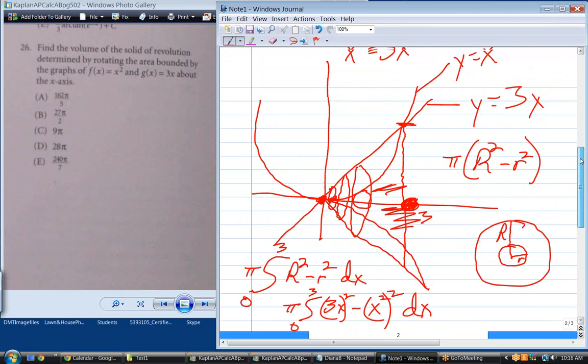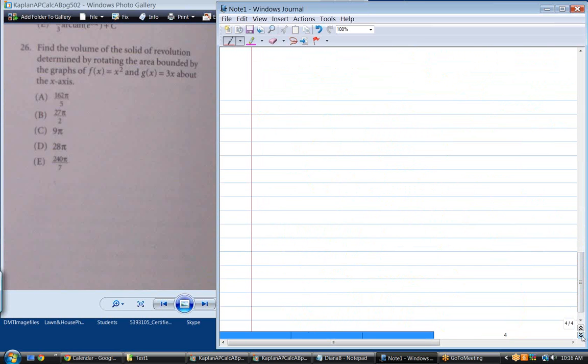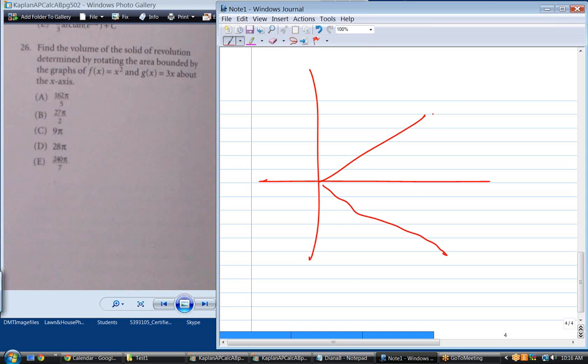And of course, where you use discs in place of washers is when you're not going to have a hole in there. Not everything's going to give you a hole in it. In other words, if I were to merely rotate that function about the x-axis, I end up with a solid-looking object that has no hole in it.